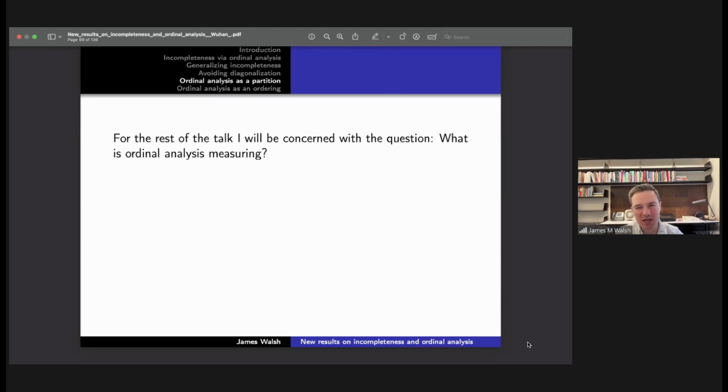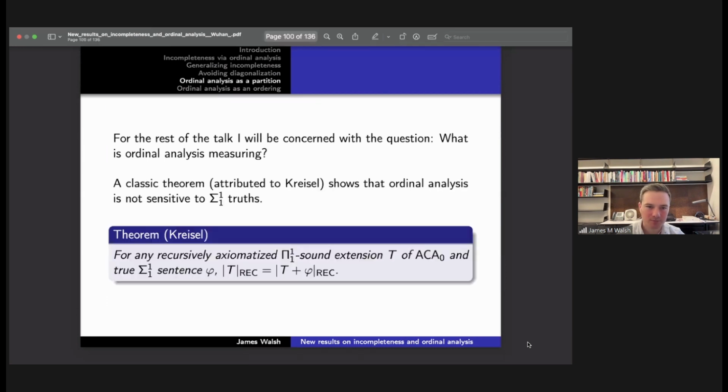So you might think that that's what we're measuring. We're trying to figure out how much transfinite induction you need to prove the consistency of the theory. But that's not quite the right answer. And so we're going to try to get more precise answers in this section.